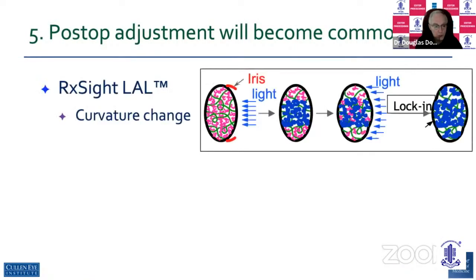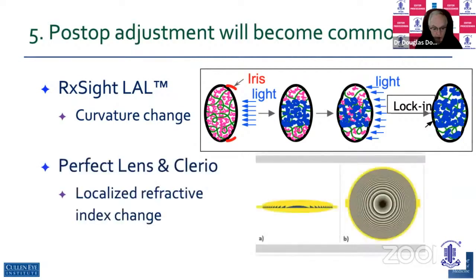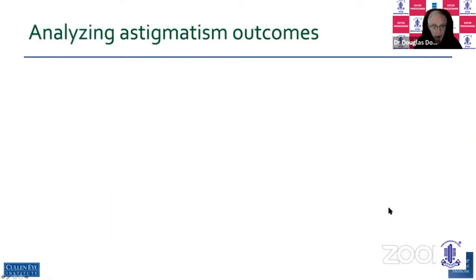I think post-operative adjustment is going to be important, whether it's something like the RX site technology or localized refractive index change, refractive index shaping with companies like Perfect Lens and Clario. The beauty of this RX site is that it's incredibly accurate, but you must use their material and their lens. With Perfect Lens and Clario, if it ever comes to fruition, you can do it really on any IOL.